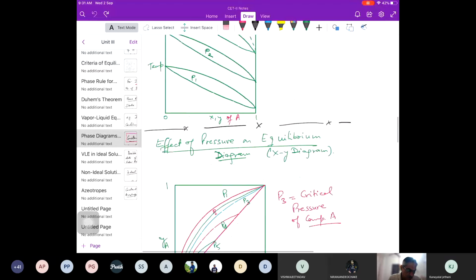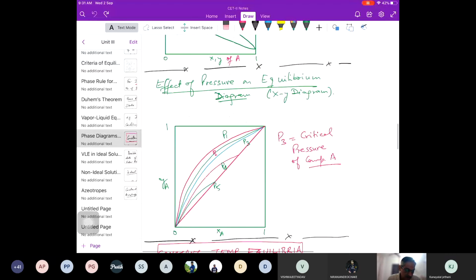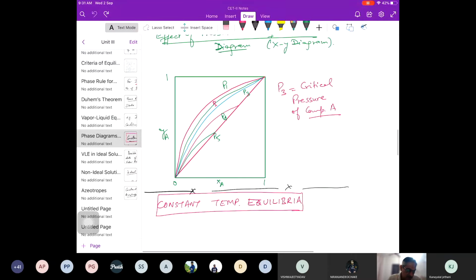Okay, so same thing, effect of pressure on equilibrium diagram. If you plot y versus x, as you increase the pressure from P1 to P2, P3, P4, P5, it contracts. The point P3 where it starts to contract is called the critical pressure of component A.